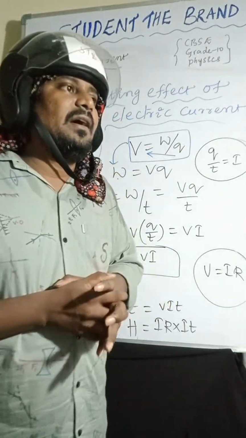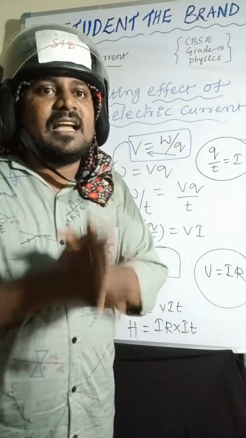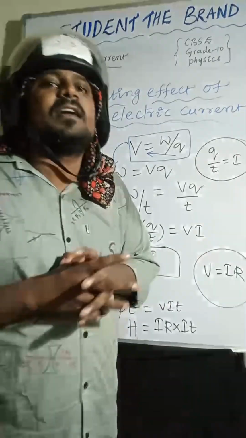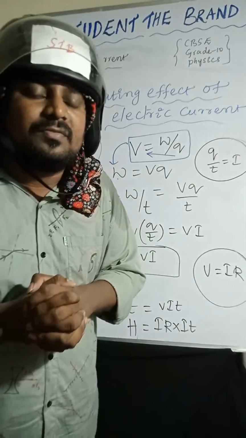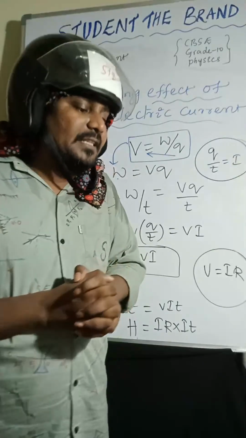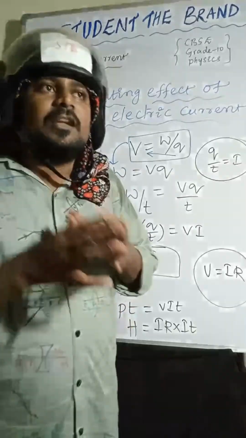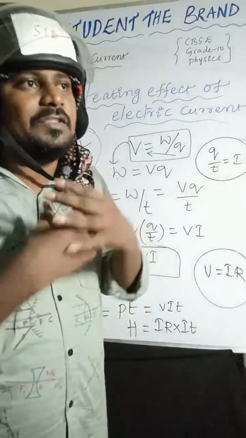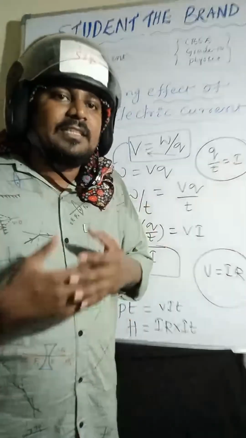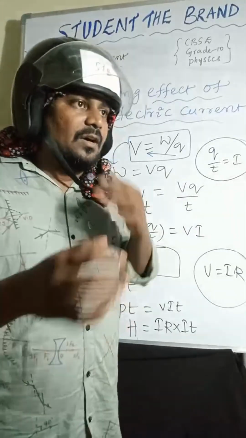Next one, the commercial unit of energy is the kilowatt hour. 1 kilowatt hour is equal to 3.6 into 10 power 6 joule. So that is one point.